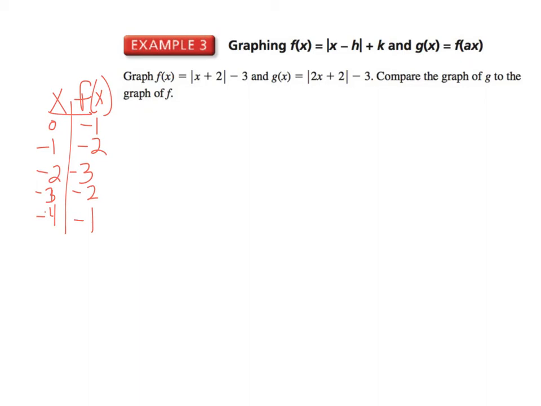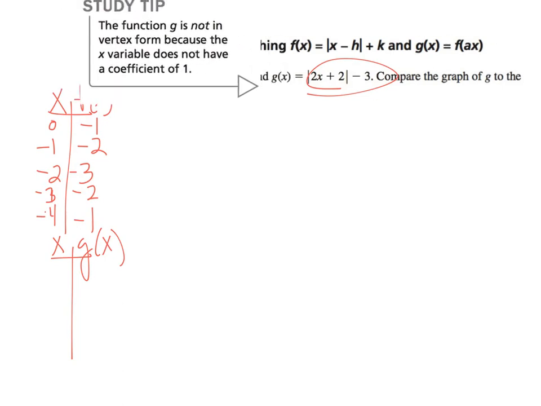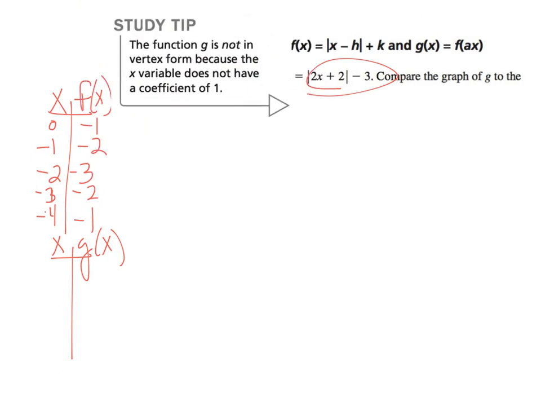So now I'm going to make a t-table for the second value, x and g of x. Now, this is where it gets important. You'll notice right here, this is important. Look at that. The function g is not in vertex form because the x variable does not have a coefficient of 1. So we got to factor that out.